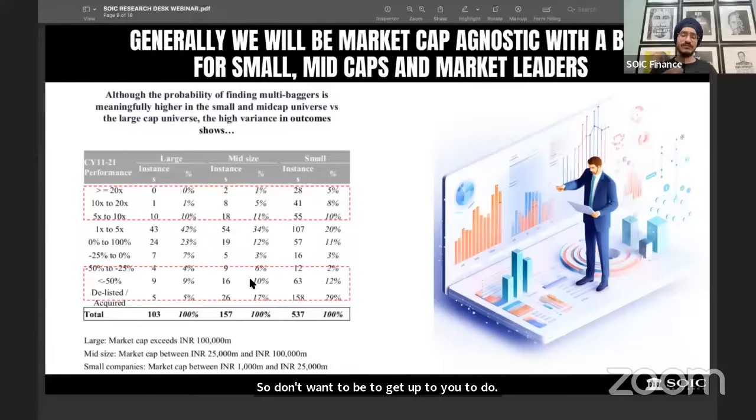Very high degree of probability is that the entire universe will be between large, mid, and small caps. And it won't just be small caps, won't just be mid caps or large caps. Idea is to chase growth at reasonable valuations, whether it's a 1 year product or a 3 year product. That is what we are looking for.